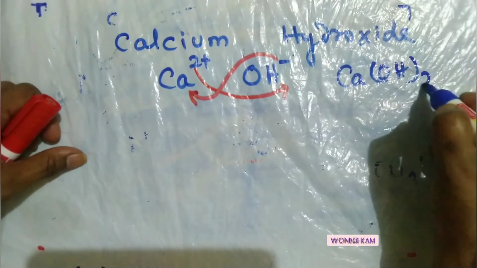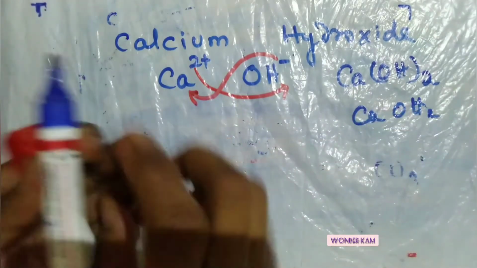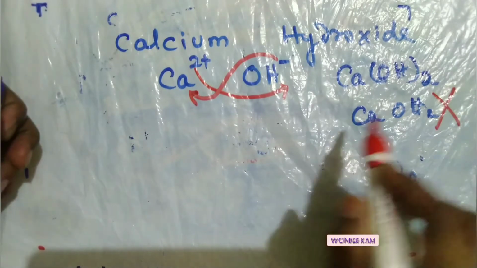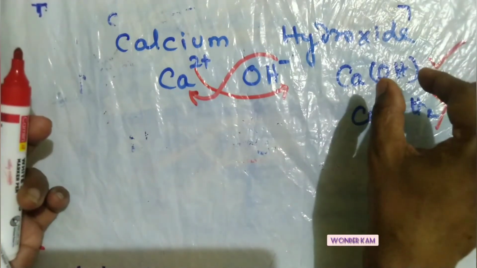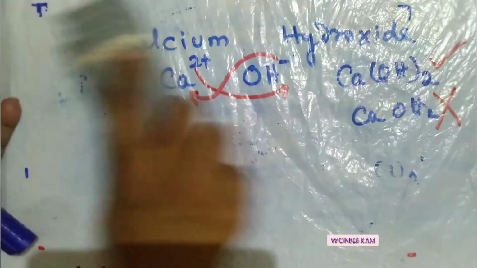Don't write it without the bracket, that is wrong. This is the correct way of writing it, because hydroxide is a single unit and we write the whole 2 outside the bracket. Okay, I hope you have understood up to this.